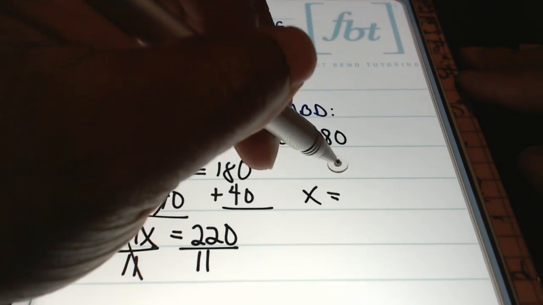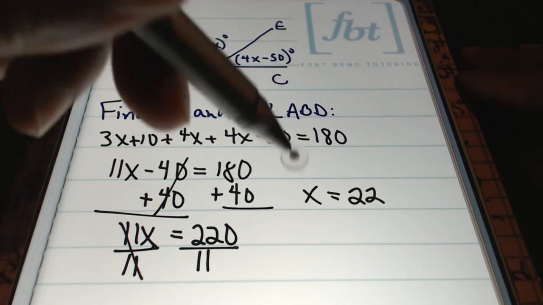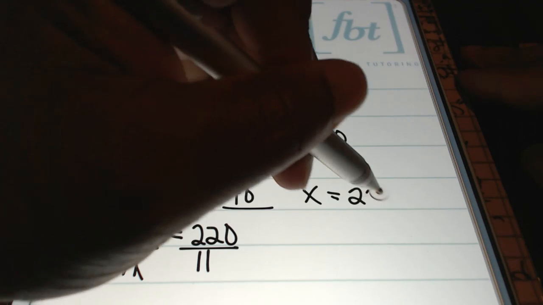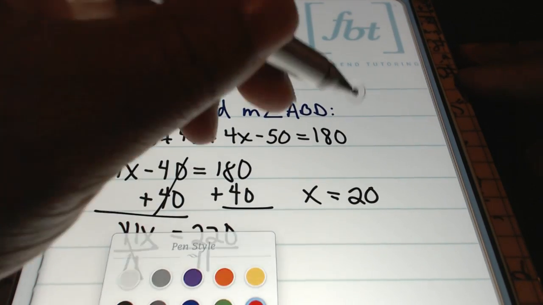So you'll have x equals 22 as a result. No, 20, guys. I'm tripping. I got too cocky. That answer is 20. Sorry about that. So x equals 20 is the first answer they're looking for. Let's go ahead and red box that before I mess it up again.